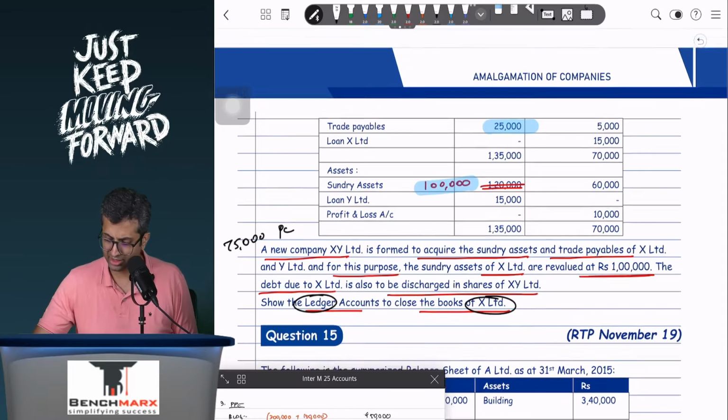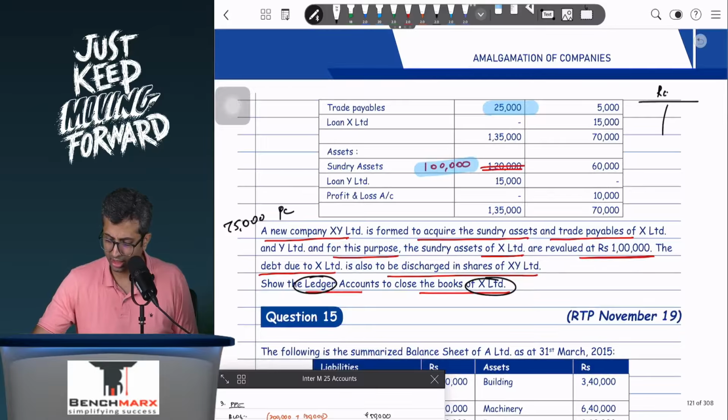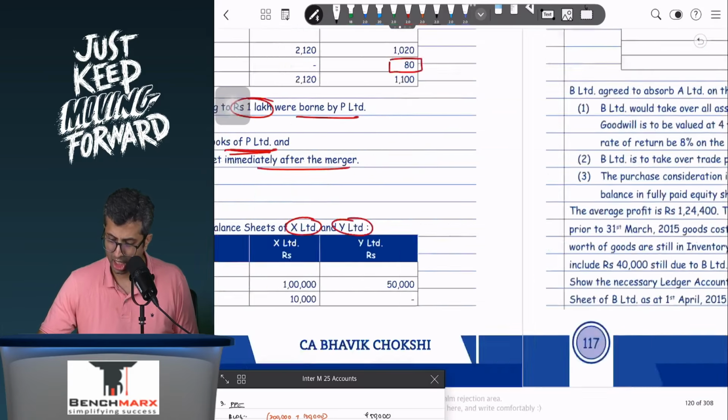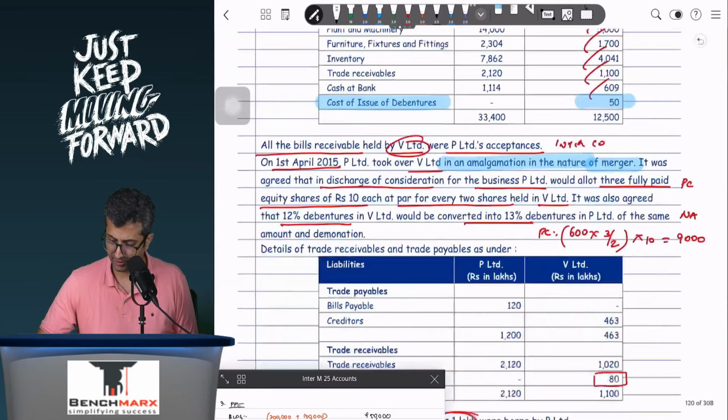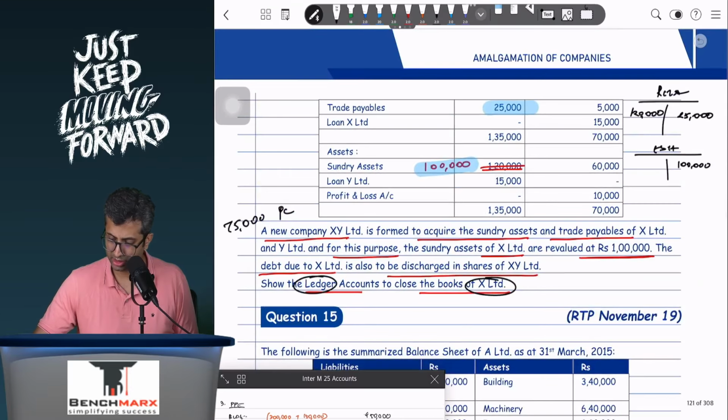In the books of X, there will be a realization account. In the realization account, you will transfer sundry assets worth 1,20,000. You will transfer trade payables of 25,000. Then you will have an equity shareholders account. In your equity shareholders account, you will transfer the share capital and the profit and loss 1 lakh, as well as I think 10,000. This is what you will transfer. And then you will have a loan to Y. Now loan to Y will have a balance of 15,000, which is going to be separately discharged.